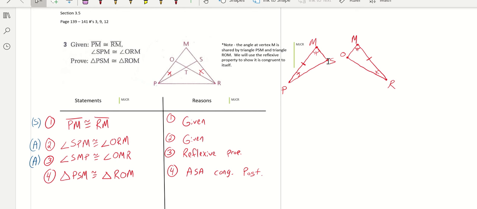And then once you uncouple these triangles by drawing them separately off to the side here, you can easily see once you mark it up correctly that angle side angle is being satisfied here. So these two triangles must be congruent by the angle side angle congruency postulate.